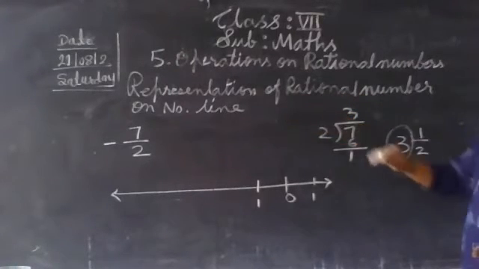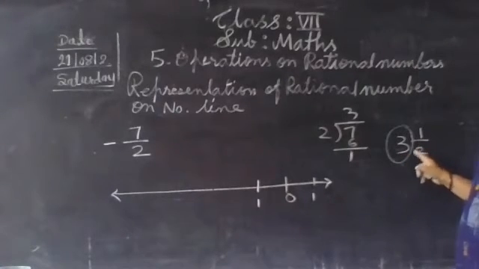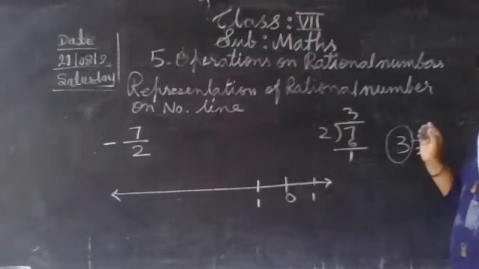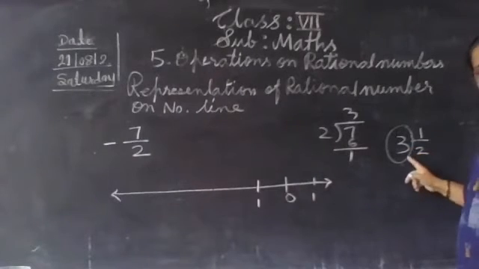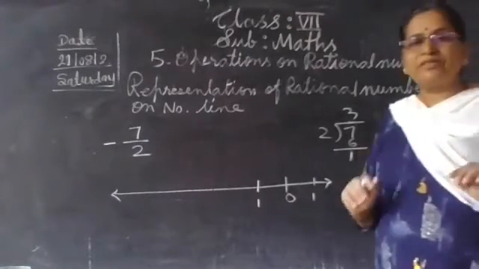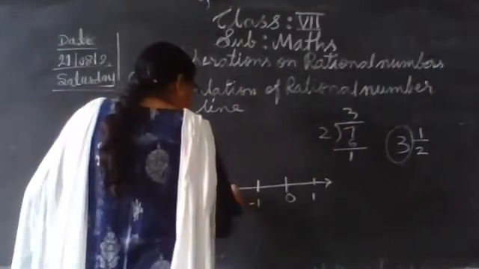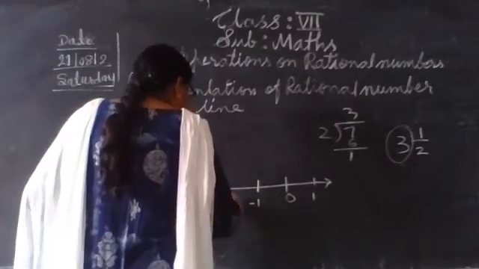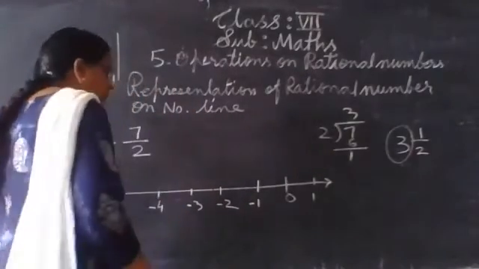That means this rational number is greater than 3 but less than 4. So it lies between 3 and 4. See, whole number is 3, so it is greater than 3 but less than 4, means its position is between 3 and 4. So we need negative numbers. So here is minus 1, minus 2, minus 3 and minus 4.